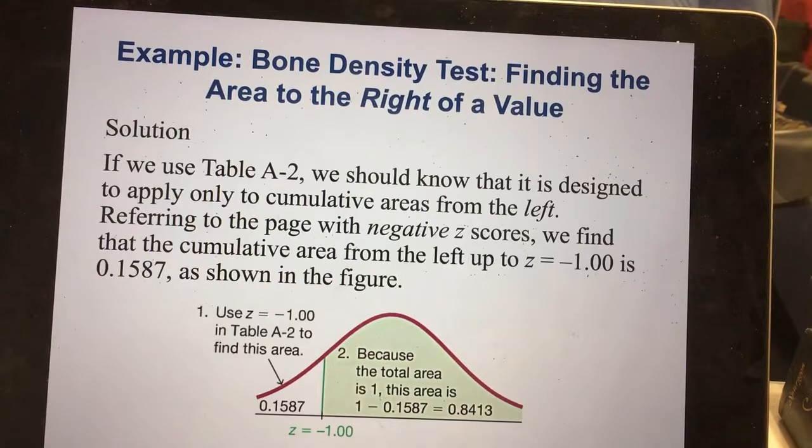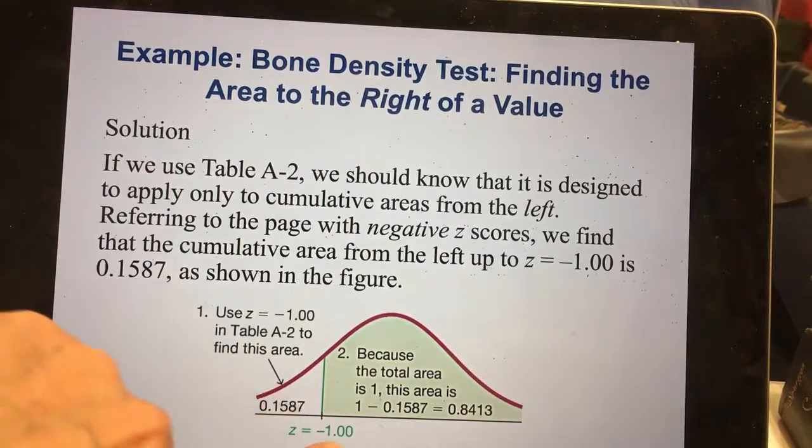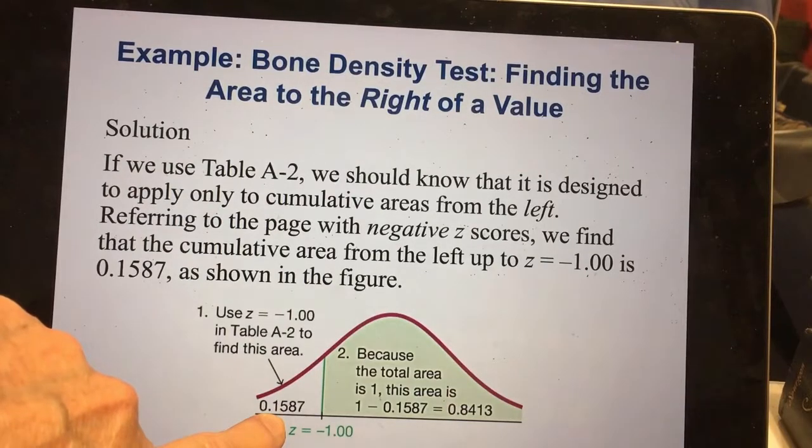Okay, when we're talking about a z-score of -1, when we look at that on the table, -1 has an area of 0.1587. We already looked at that tonight.